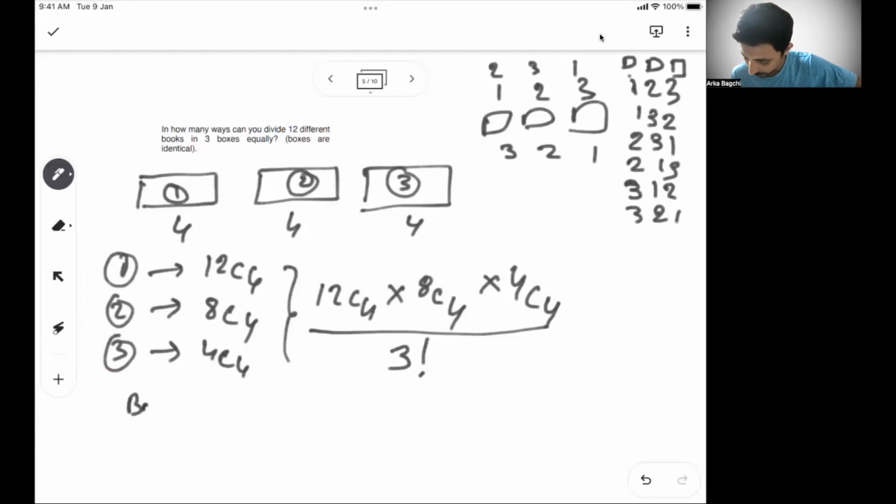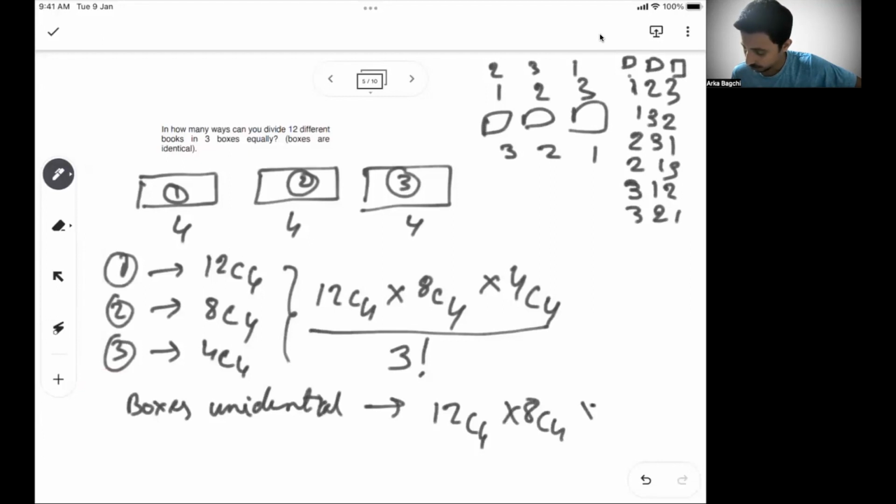If the boxes were not identical, then you don't need to divide by factorial 3. It is straight away 8C4 into 4C4. Okay. So I hope this is clear. Because then this multiplication with the in-between arrangement of boxes will also be necessary.